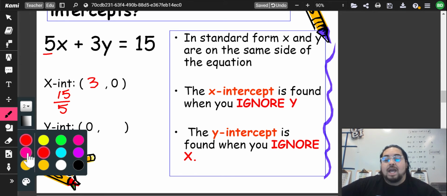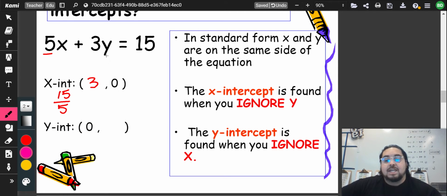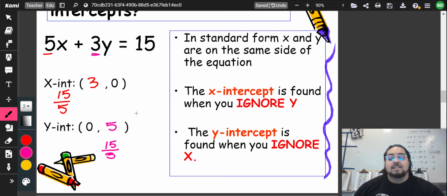Now to find the y-intercept, we're going to do the same thing, but here we're going to be dividing 15 by the number in front of y. Again, plugging in 0 for x basically means the 5x goes bye-bye. And so we're going to take 15 and divide that by 3. Okay, 15 divided by 3 is going to give us a value of 5. And so when we were graphing the y-intercept, we would go on the y-axis, go up to 5, and plot a point there.